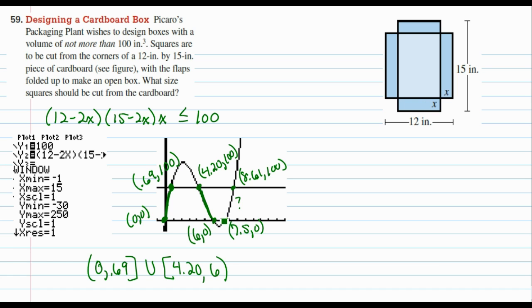But anything bigger than that, I wouldn't be able to cut out at all, because I can't cut out, let's see, a 7.5-inch length from both sides of a 12-inch side of cardboard, because I'd be cutting 15 inches out of 12 inches. You just can't do it. So these are my values of x that would create a volume of less than or equal to 100 for this cardboard box.